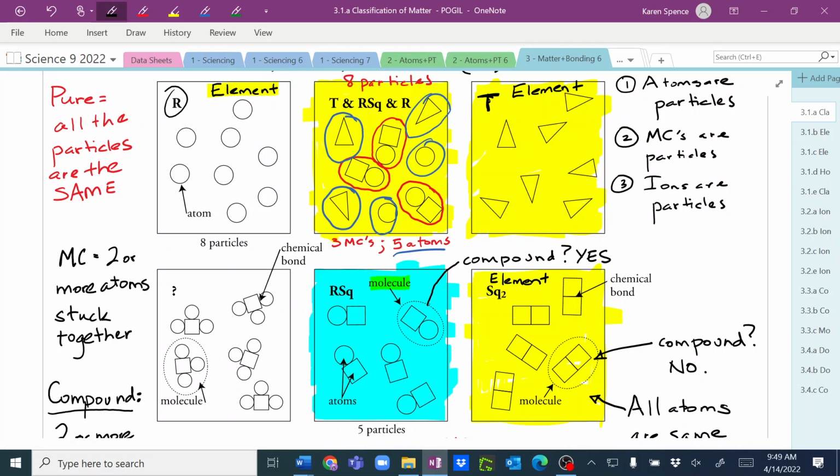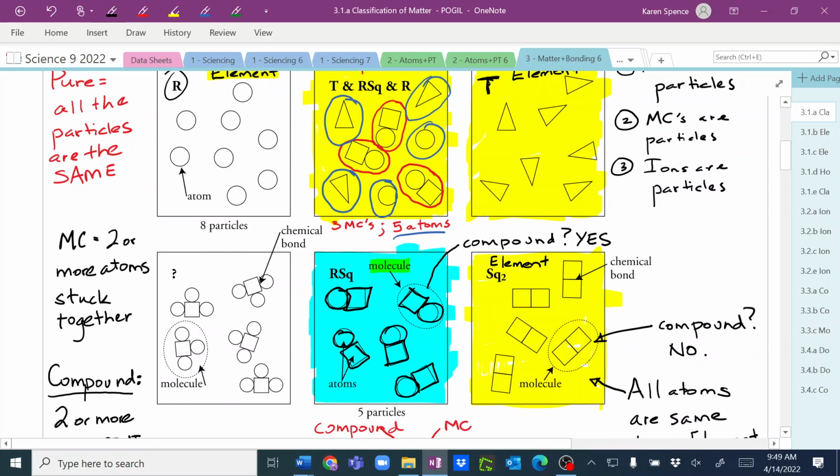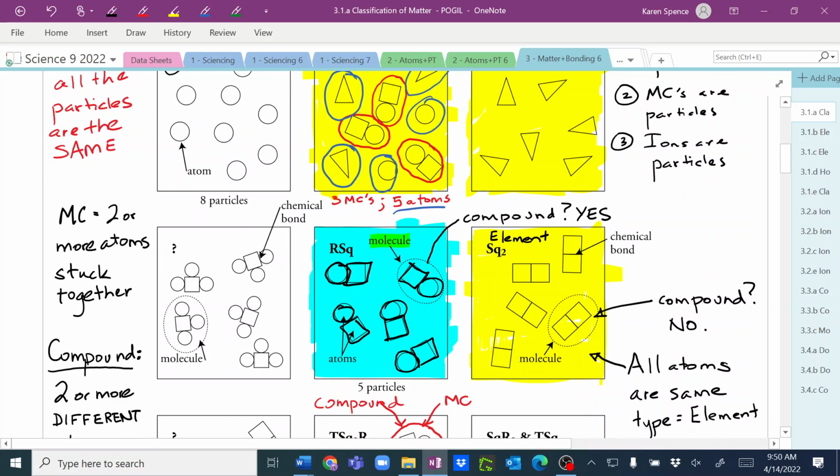I have circle, square. I have circle, square. Yes, they're all the same. They're all circle, square, or round, square. Round, square, round, square, round, square. So that tells me that this sample of matter, is it pure or is it a mixture? It is pure. All the particles are the same. Okay?